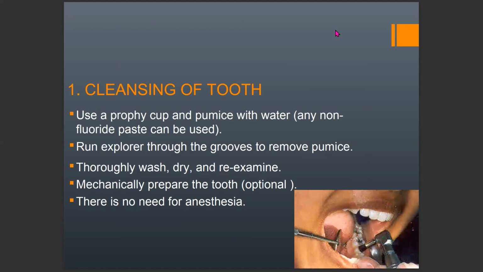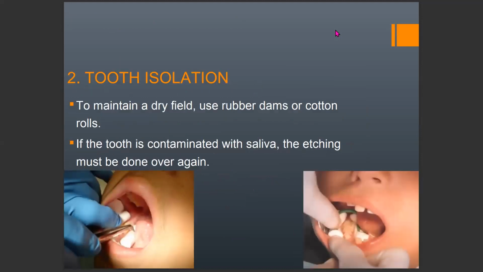Cleansing of the tooth requires the use of a prophy cup and pumice with water. Run an explorer through the grooves to remove pumice and mechanically prepare the tooth. There should be no need for anesthesia. Thoroughly wash, dry, and then re-examine the tooth surface.